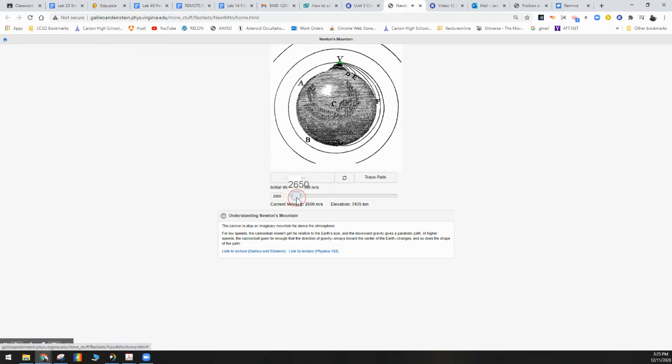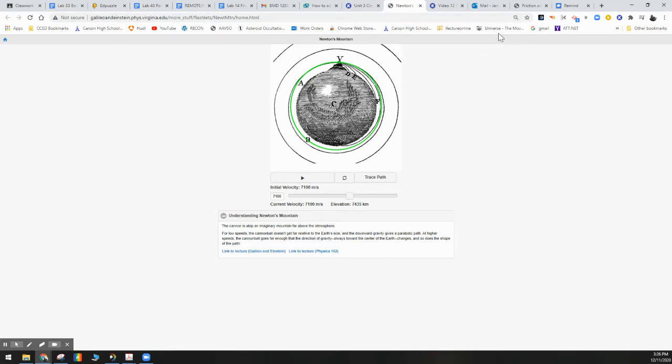Let's go maybe 3,000 meters per second. Not much further. Let's go 4,000 meters per second. A little bit further. Let's go 5,000, or 5,050 meters per second. Let's go about 5,900 meters per second. A little bit further. And 6,550. Let's go about 6,850. Getting there. How about 7,100? All right. So if you go fast enough, you'll be able to maintain a circular orbit.